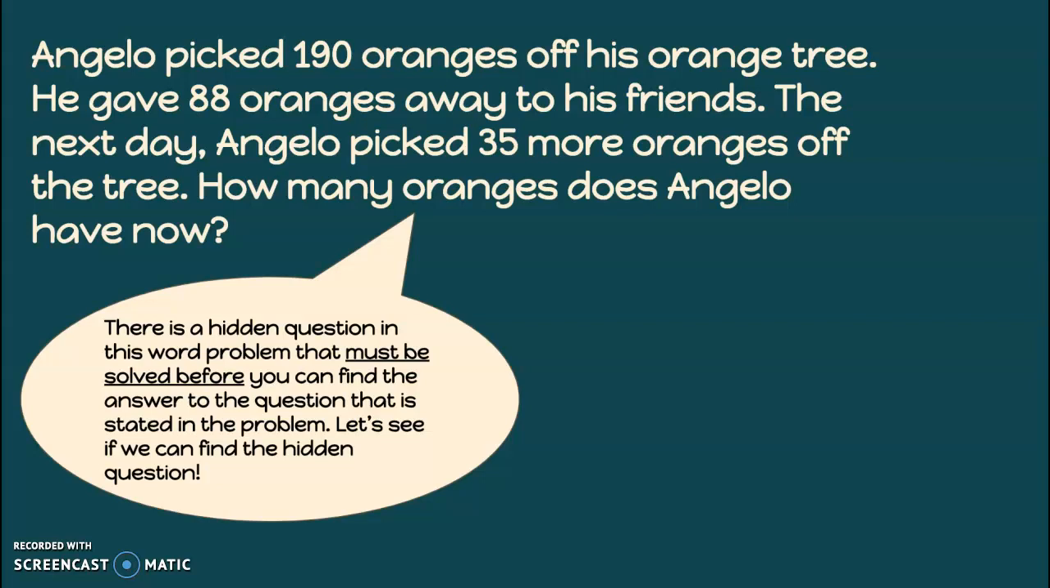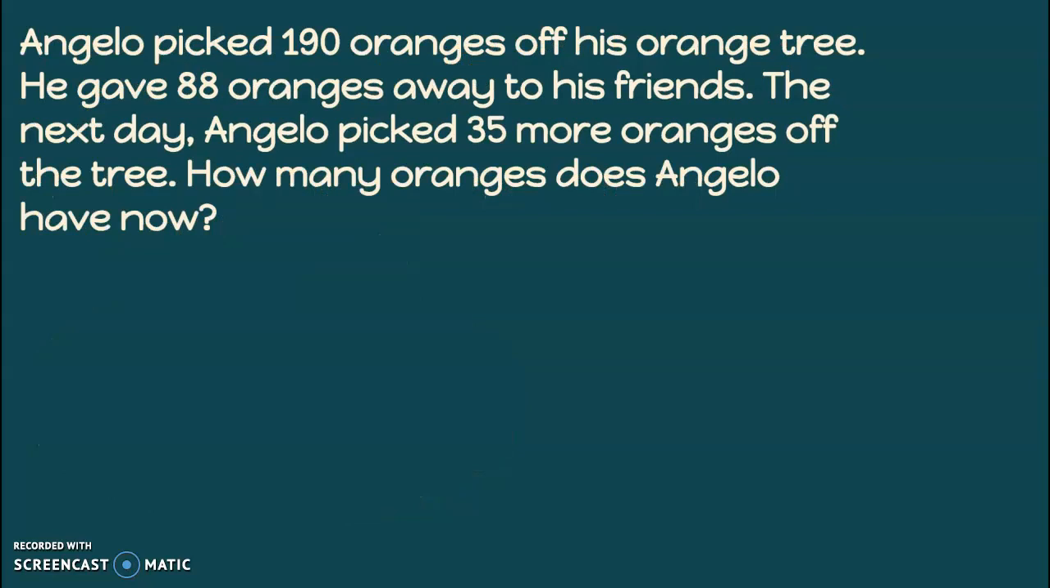There is a hidden question in this word problem that must be solved before you can find the answer to the question that is stated in the problem. Let's see if we can find the hidden question. Let's go ahead and reread our problem and think, what could the hidden question be? Angelo picked 190 oranges off his orange tree. He gave 88 oranges away to his friends. The next day, Angelo picked 35 more oranges off the tree. What do you think the hidden question could be?